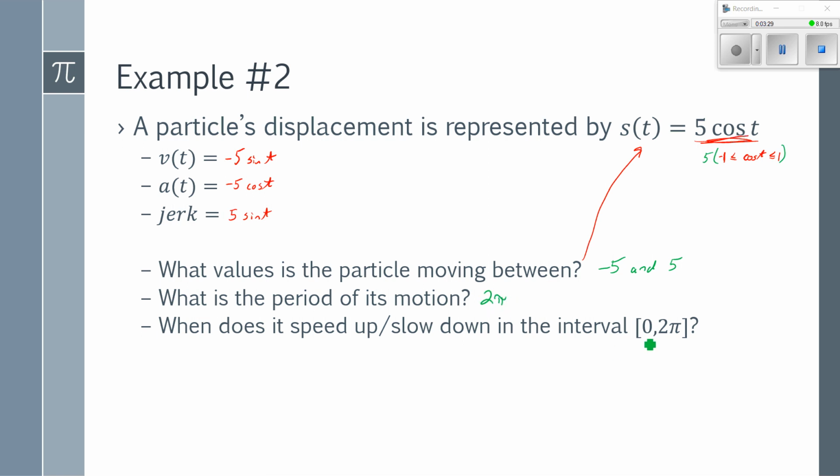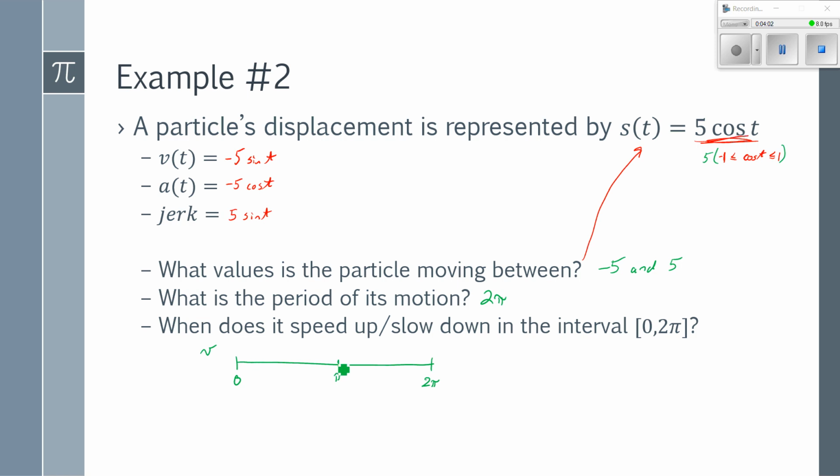So when I'm being given the interval 0 to 2 pi, I'm being asked when does it speed up and slow down in the interval 0 to 2 pi. So I'm going to approach this like I did with linear motion. I'm going to make a sign chart of my time from 0 to 2 pi. If I focus on just velocity, velocity is -5 sine of t. Well, the velocity would be 0 at pi. It is also 0 at 0 and 2 pi, but those are already on my number line.